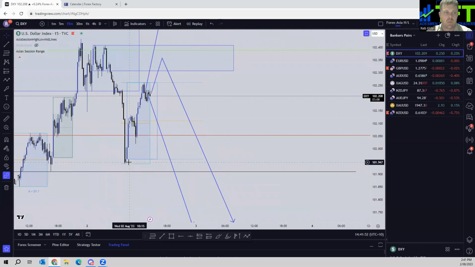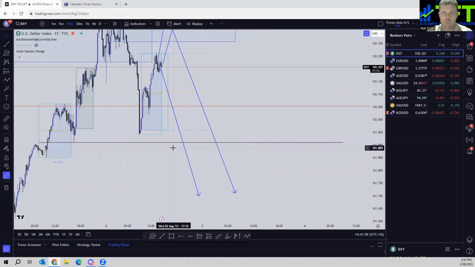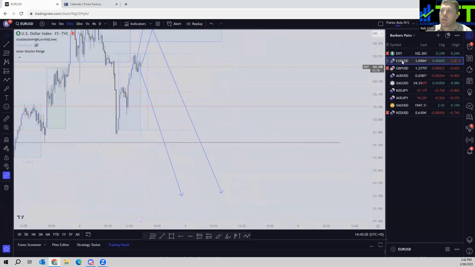But as the 15-minute has flipped, and we are very close to breaking that 4-hour structure as well, I would be anticipating that we could see some lower price action.